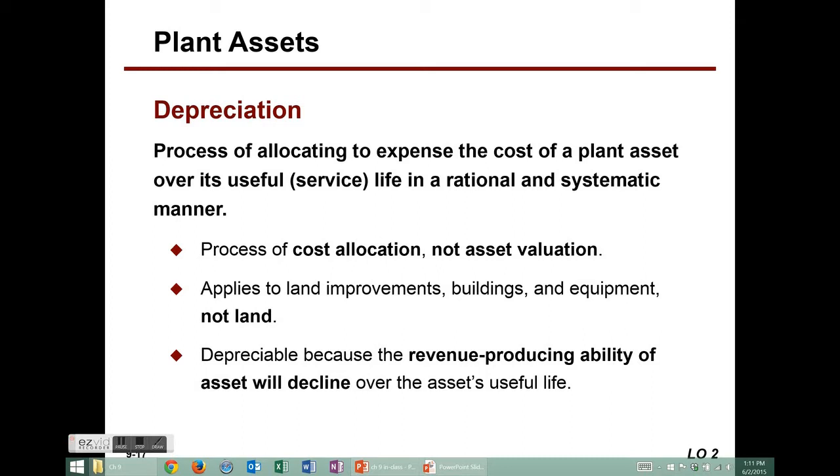Okay, in the second learning objective in this chapter, we will talk about depreciation, and this probably classifies as the most important learning objective. Well, it is the most important learning objective in this chapter. So depreciation is the heavy lifting for this chapter.